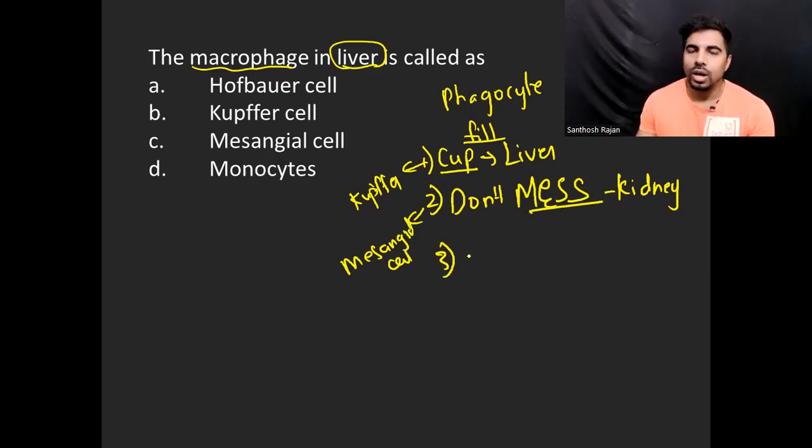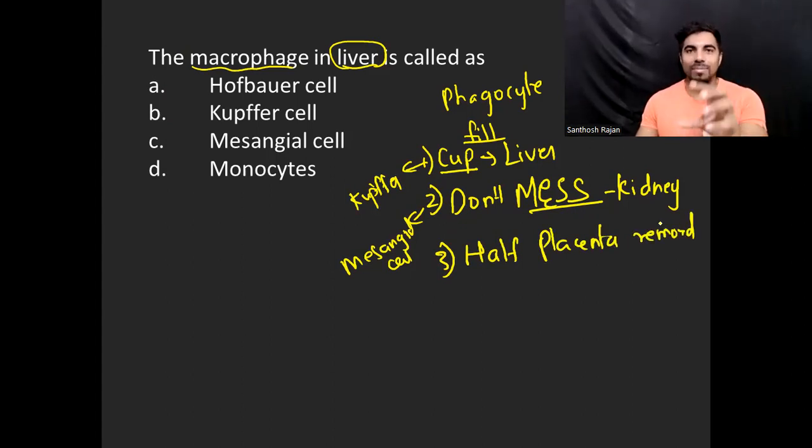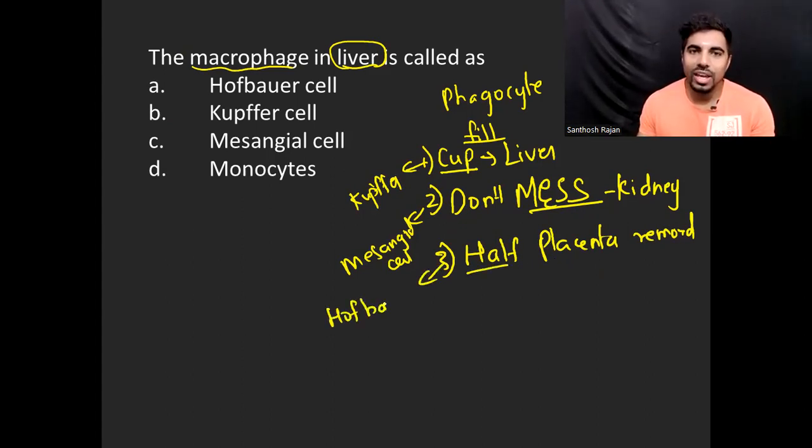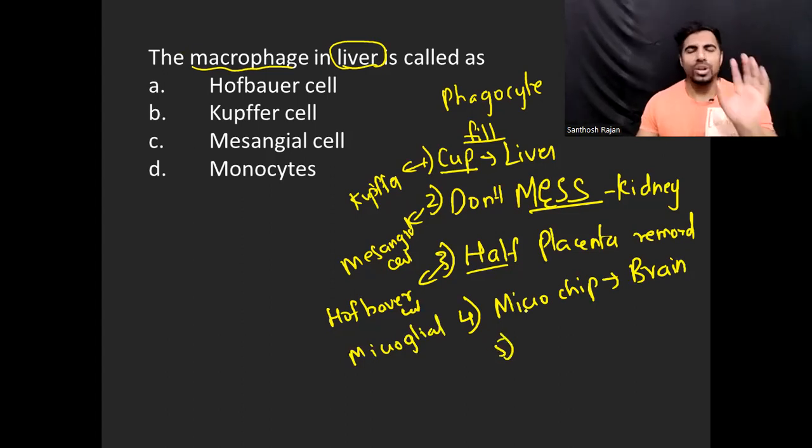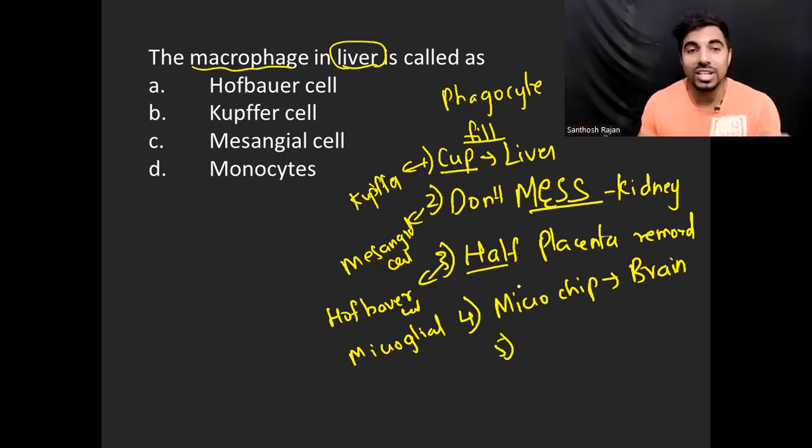And what happens during childbirth? Half the placenta is removed. During delivery the full placenta doesn't come, only half comes, half remains inside, right? So half means half Bauer, B-A-U-E-R, Hofbauer cell. For the brain, what do you call it? Microchip. They put a microchip in my brain; these days microchips are popular. So microglial cell. Very simple. I know when you read, it looks very easy, but in the examination it is harder. If I don't give this clue, well, let me finish one more and then I'll come.